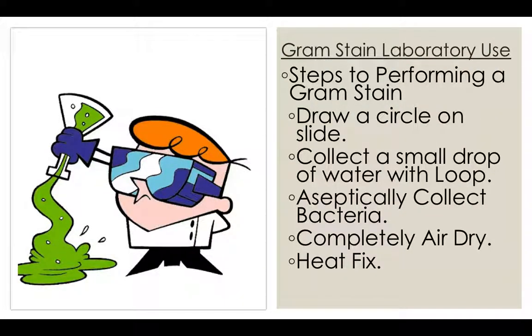So how do we use this in the lab? There are certain steps you're going to go through to perform a Gram stain. The first thing you're going to do is draw a circle on your slide with a Sharpie. And that's just giving you a reference for where you placed your bacteria. The next thing you want to do is collect a small drop of water with your loop.